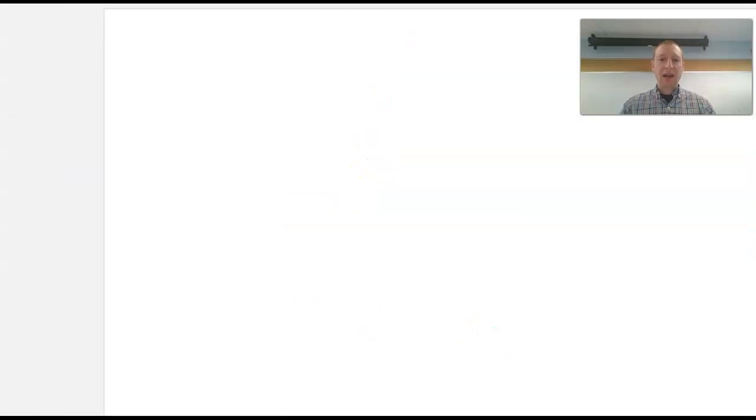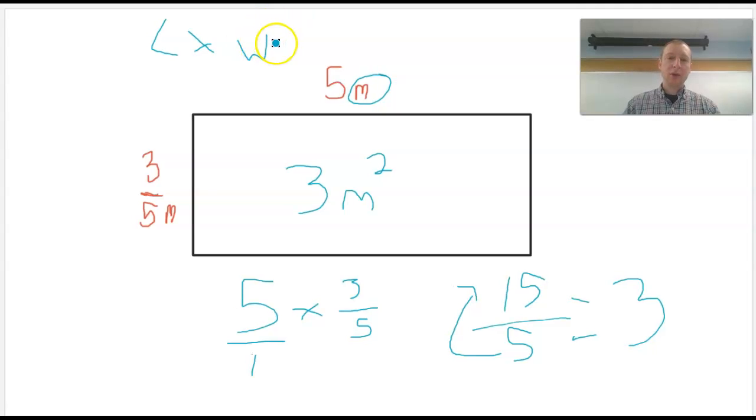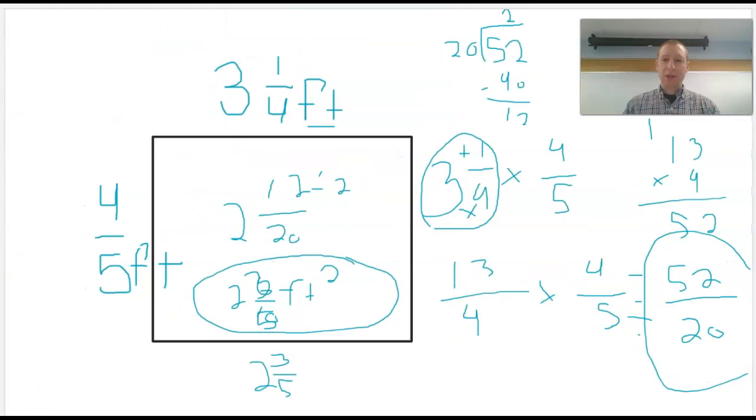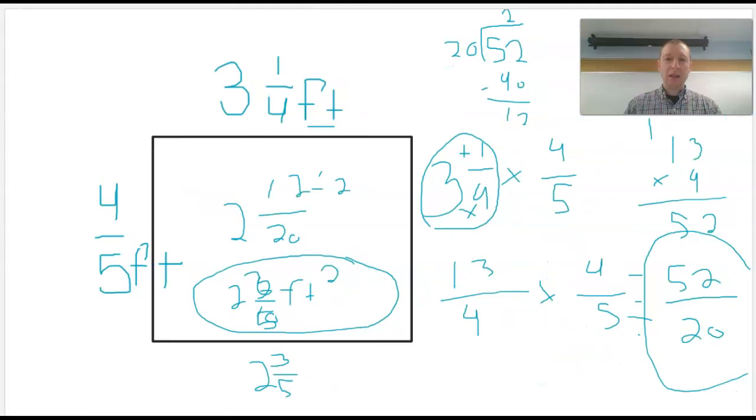All right, last one. Oh, there's no last one. Okay, that was it. So either way, we're just doing length times width. Sometimes we're going to multiply a fraction by a whole number. Sometimes we got some mixed numbers to deal with. Sometimes we just got fractions to deal with. Either way, length times width.